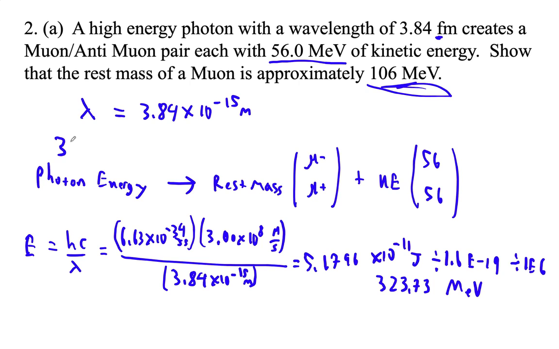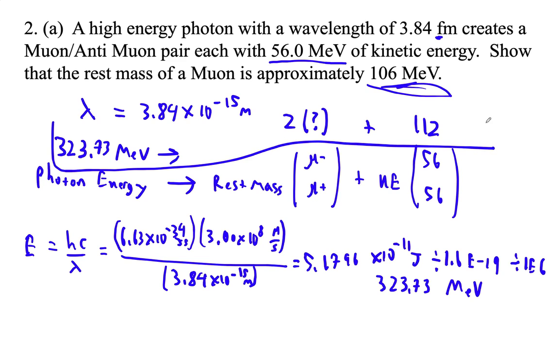This guy's got a whopping, don't get hit by this photon, 323.73 MeV, which turns into the rest mass of these plus, let's see, twice 56 is 112. So 2 times what, plus 112. I don't know if this equation is kind of dodgy, we'll put a box around it. This much energy turns into 2, because remember you have to create the particle and the antiparticle, and then you need a total of 112 MeV left over.